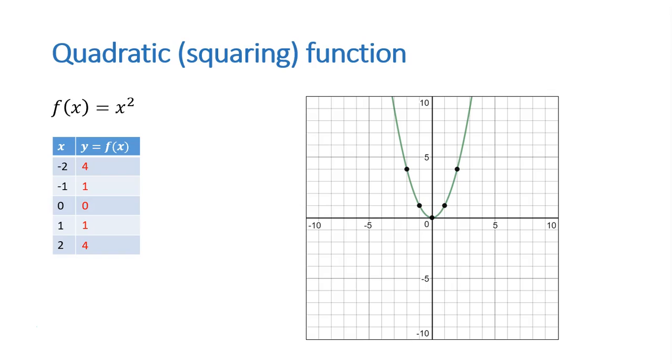So for this one, the domain is going to be all real numbers. We can plug in any number we want and square it and get a legitimate output. The range, however, is going to be everything from 0 to infinity. So if you look at the graph, notice there aren't any points below the x-axis. All the points on the graph are going to remain above the x-axis. So the smallest y value we can get as an output for this function is going to be 0. Other than that, every single output we get is going to be a positive number.